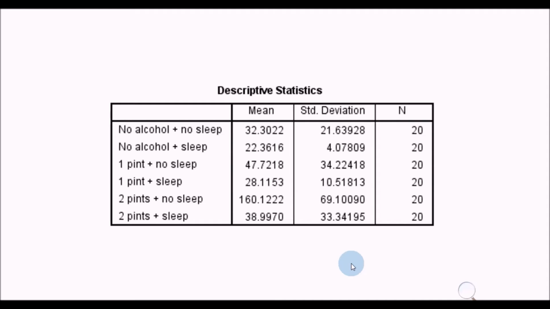First of all, just look at the descriptive statistics. Have a look at what might be going on. Remember, these are mean reaction times. So the larger the mean, the slower the reaction time. And we can just eyeball that data and see that alcohol seems to be having some kind of effect on reaction time. But particularly for this group here, when they had 2 pints with no sleep, the mean score here was very high.